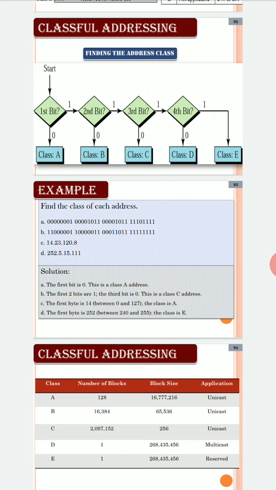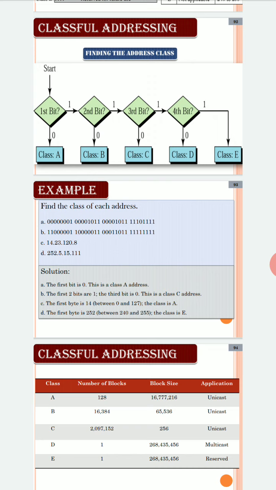The third one is 14.23.120.8. Since it is given in decimal dotted notation, first we'll check whether it comes under class A, class B, class C, D or E based on the first digits. We have 14, so 1 is represented as 0001. Since the first bit is 0, we can directly say it is class A addressing.